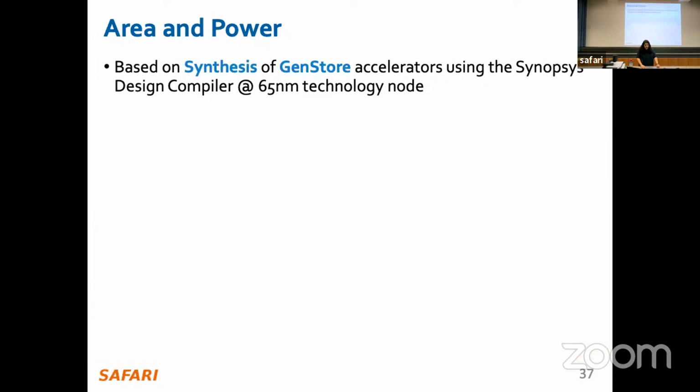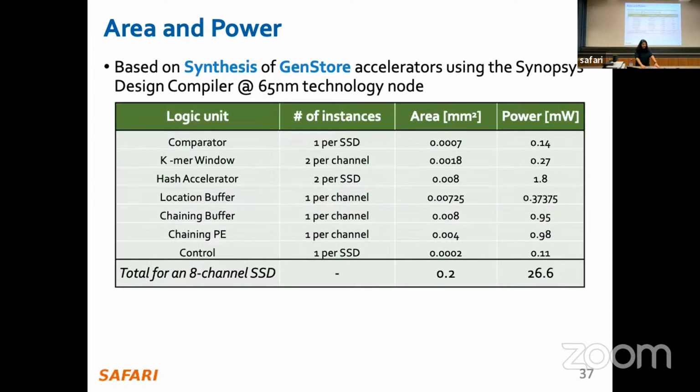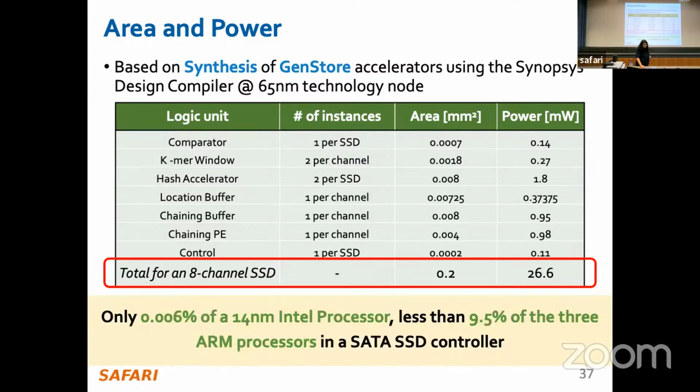So we find area and power values of GenStore by synthesizing GenStore EM and NM using a 65 nanometer technology node, and find that for an 8-channel SSD, the area of GenStore is 0.2 millimeters square, and power is 26.6 milliwatts. Then we scale the area to lower technology nodes, and find out that compared to a 14 nanometer Intel processor, GenStore's area consumption is only 0.006% of that processor's area, and less than 9.5% of the 3 ARM processors in a SATA SSD controller. So actually, this is an older SSD controller, which shows that even on, let's say, a low-end SSD controller, the area consumption is low. And for the more advanced controllers that have more hardware components in the controller, the relative area consumption would be even lower.